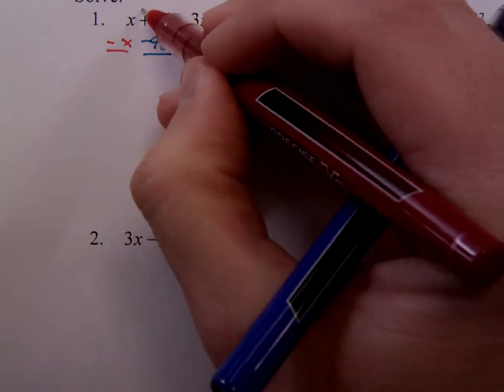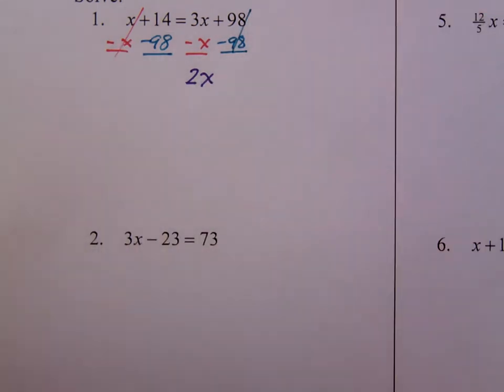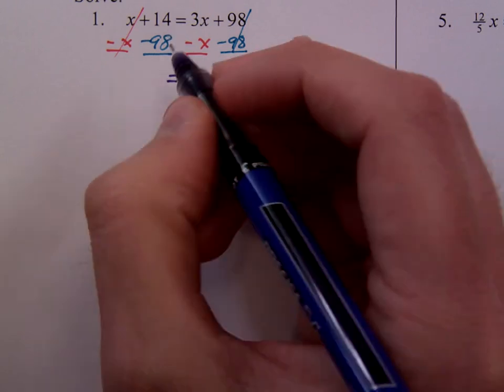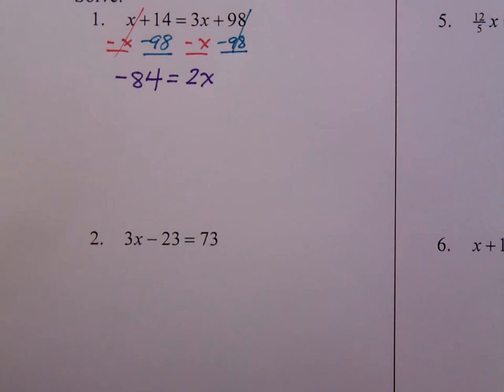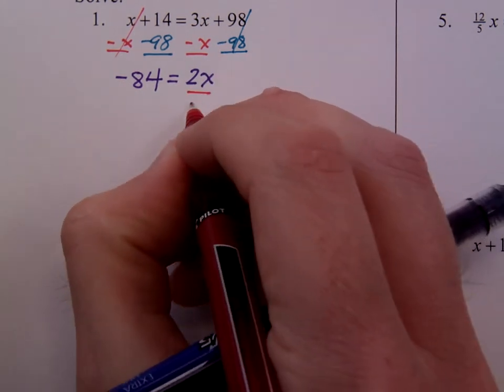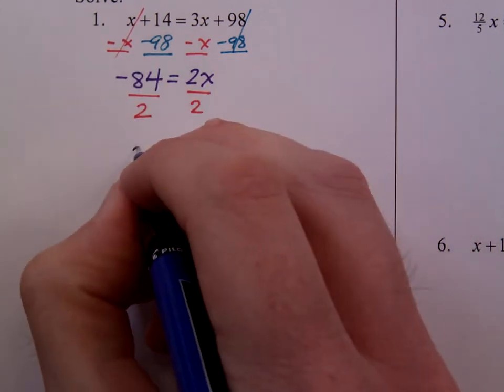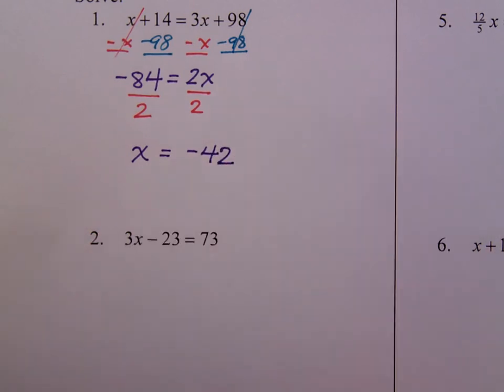So your x terms reduce on the left side, constant terms reduce on the right. I have 2x is equal to negative 98 and 14. It's a negative 84. And then I finish solving this and getting x by itself by dividing both sides by its coefficient. So 2, and that means that x is equal to negative 42.